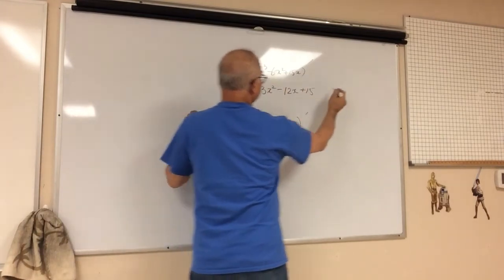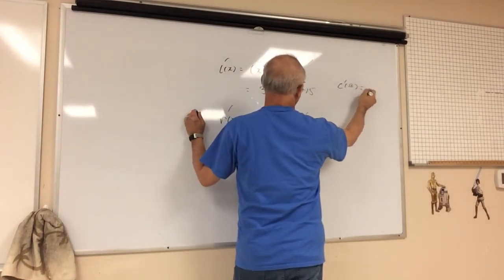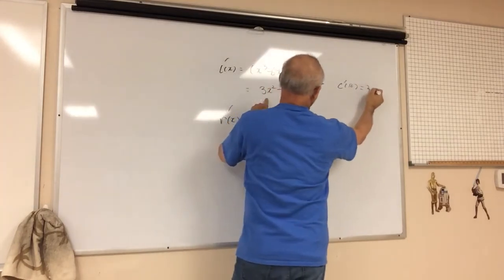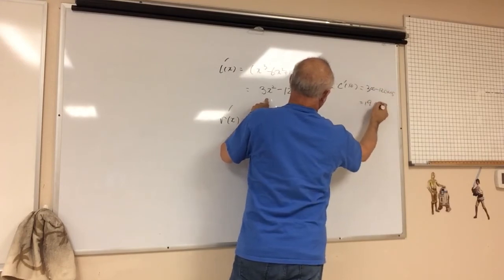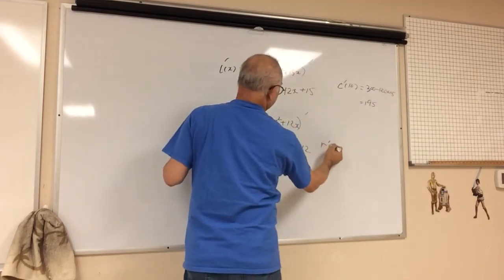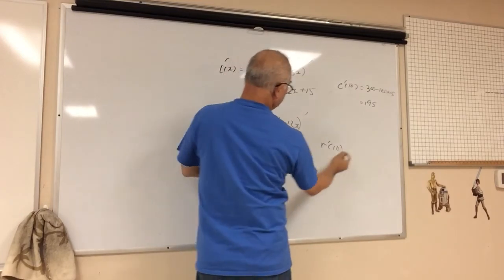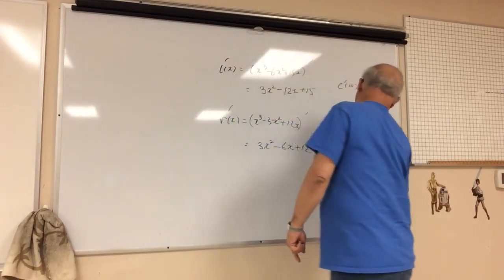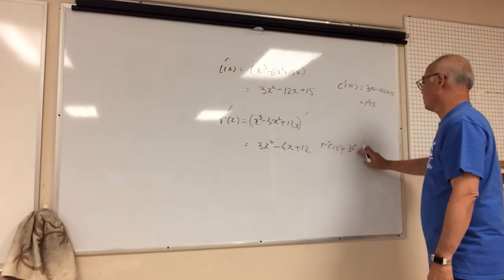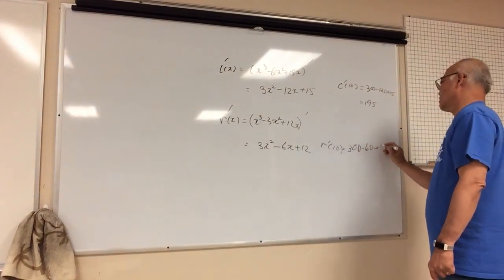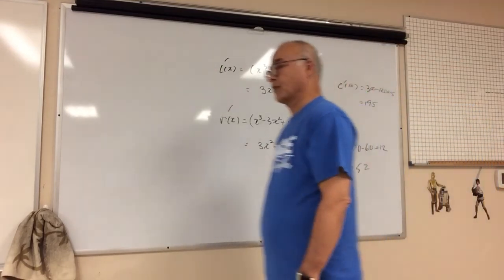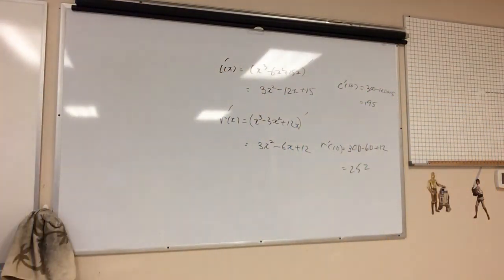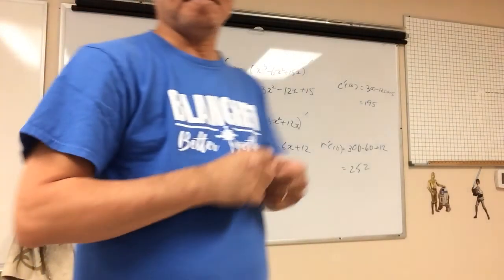So I go C prime of 10 is equal to 300 minus 120 plus 15, 195. R prime of 10 is going to be equal to negative 300 plus 60 plus 12, negative 228. Good job. Okay, and we are done. Woo! Good job.